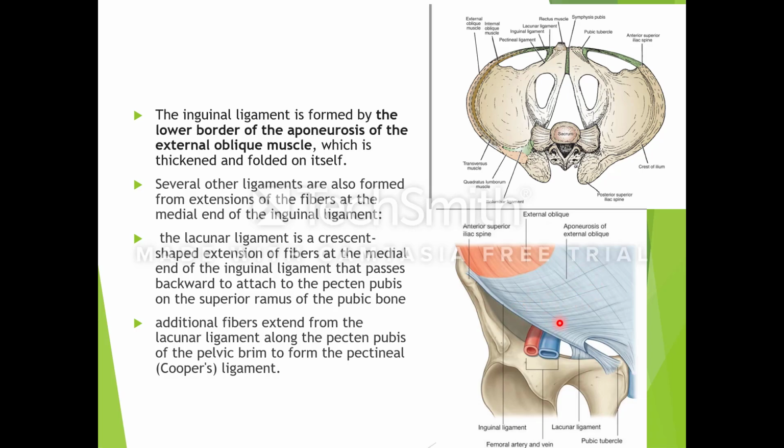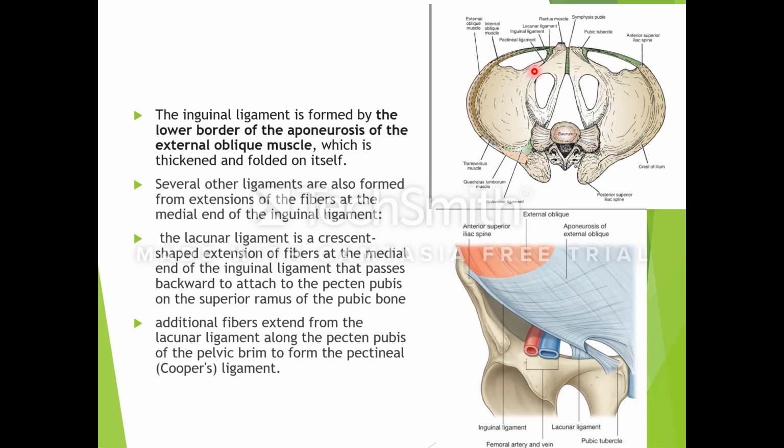Several other ligaments are also formed from the extension of the fibers at the medial end of the inguinal ligament. Number one is the lacunar ligament. This is a crescent-shaped extension at the medial end of the inguinal ligament that passes backward to attach to the pecten pubis on the superior ramus of the pubic bone. Additional fibers extend from the lacunar ligament along the pecten pubis of the pelvic brim to form the pectineal ligament.